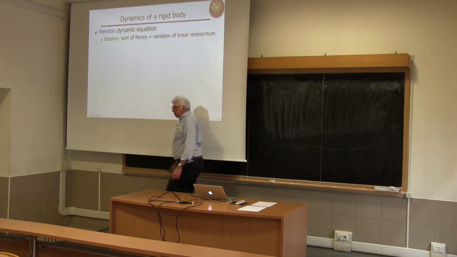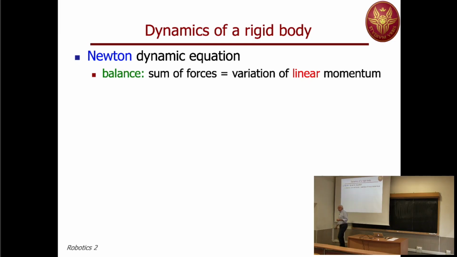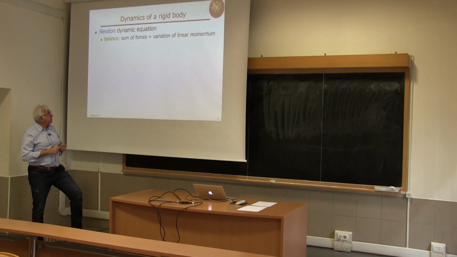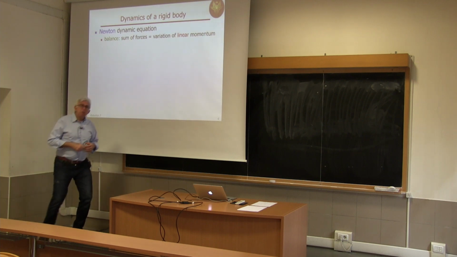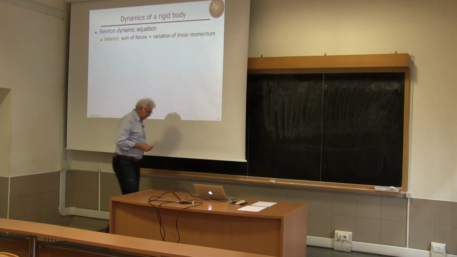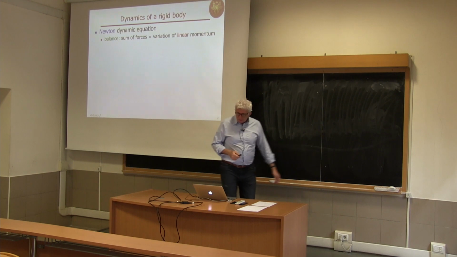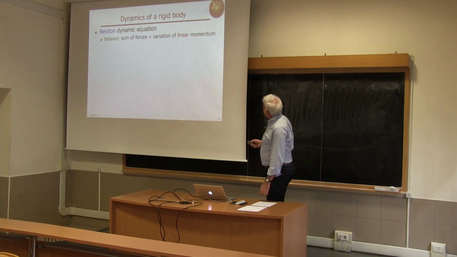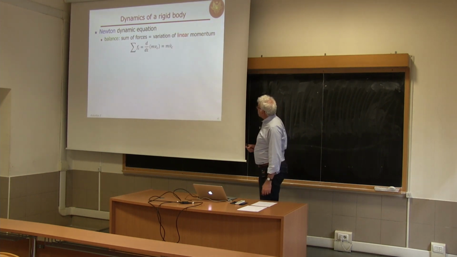What is the Newton equation for a single rigid body? You look at the mass, you look at all forces acting on this mass, and Newton said that the sum of all forces acting on this mass m is equal to the variation of the linear momentum.